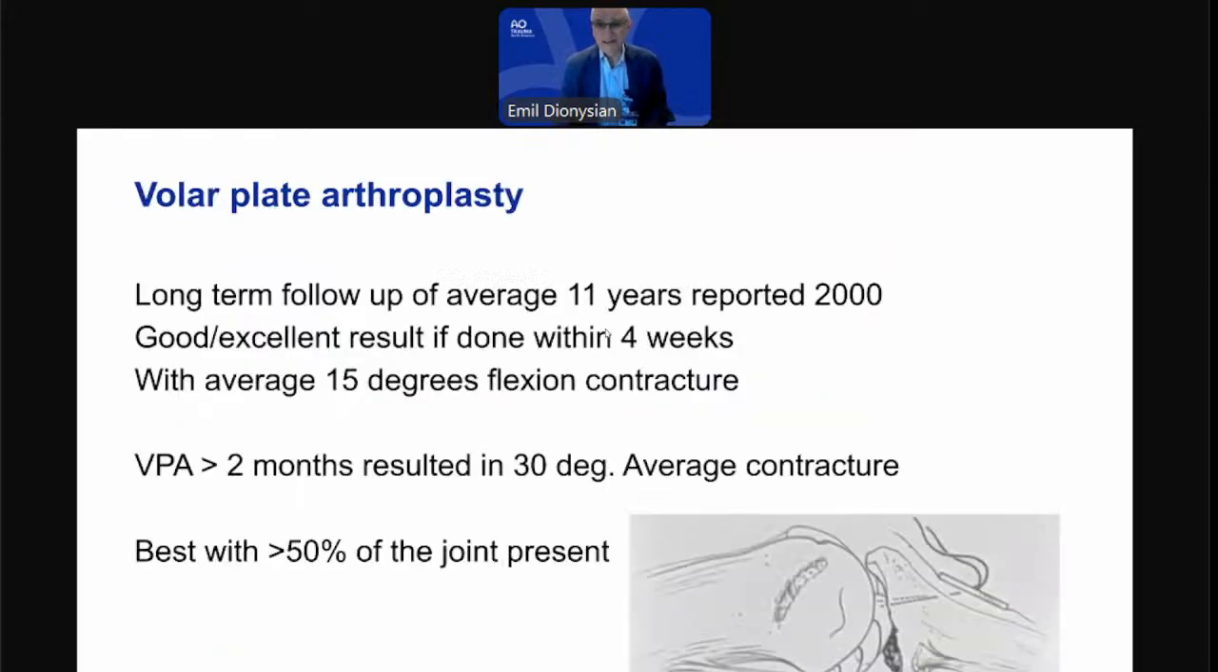So I did a study when I was in my fellowship with Dr. Eaton in 2000, and we went over a long-term follow-up of this, on average 11 years, and patients did pretty good. It's amazing, some of the bone actually reformed in that volar plate. As long as the case was done early, within the first 4 weeks, the results were pretty good. Of course, once it's past 2 months, it gets harder, more contractures develop, and it's hard to overcome them. And the best results were the cases where the fractures were less than 50% of the joint.